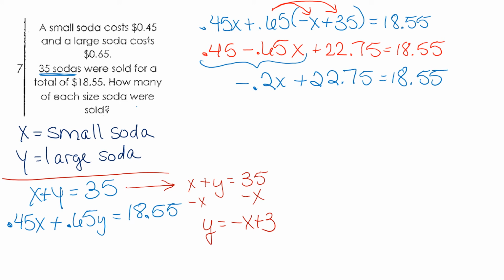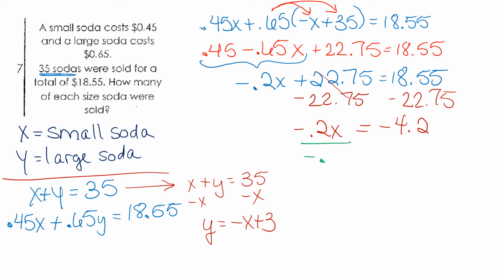We want to subtract 22.75 from both sides, so that I can cancel that out, trying to isolate that variable. And 18.55 minus 22.75 is going to give me a negative 4.2. And then my final step is to divide both sides by negative 0.2. We know a negative divided by a negative is a positive. And then 4.2 divided by 0.2 would give me 21.